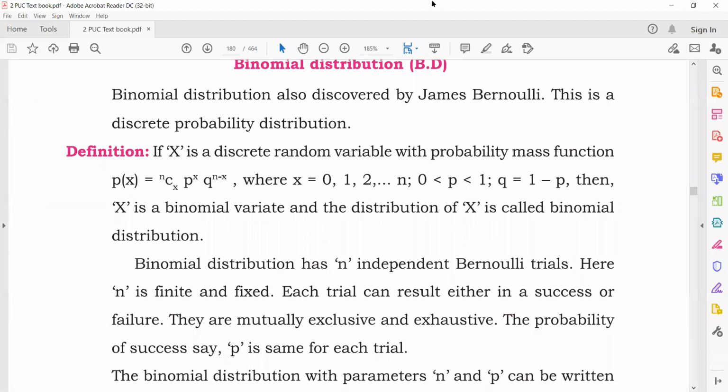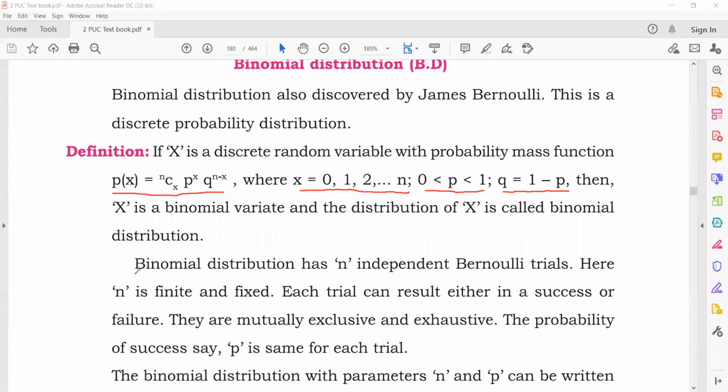So this is the definition. Any discrete random variable x is said to follow the binomial distribution if its probability mass function is given by the mathematical form p of x is equal to nCx p power x q power n minus x, where x takes the values 0, 1, 2, up to n. p is called the probability of success, which lies between 0 and 1, and we define q as the probability of failure, where q is equal to 1 minus p. If this happens with the set of x values, then we say x is following the binomial distribution.